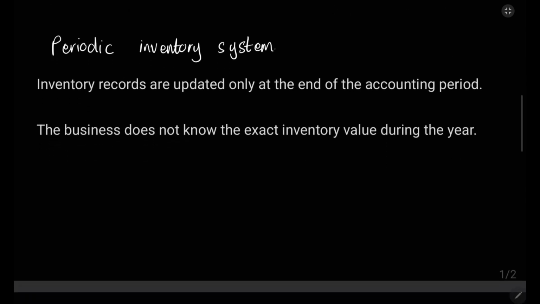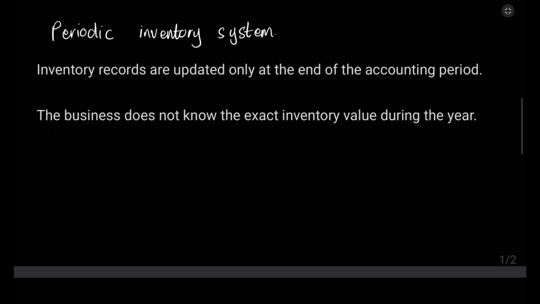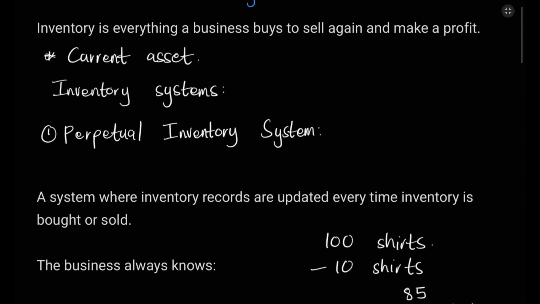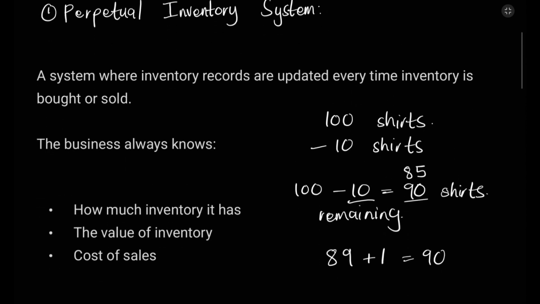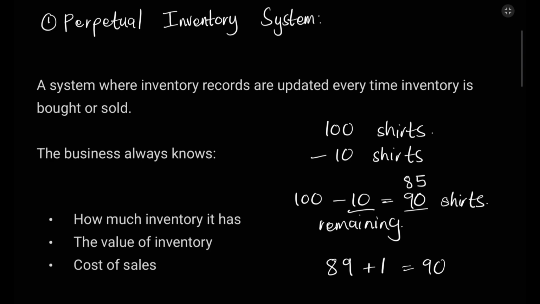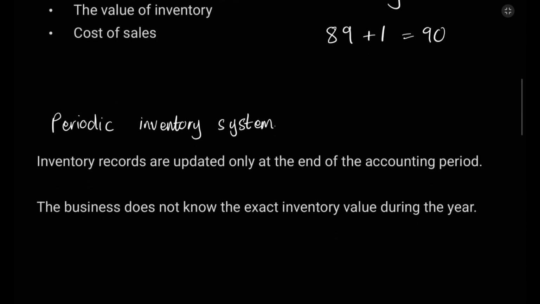Now let's move to the periodic inventory system. Inventory records are updated only at the end of the accounting period. The business does not know the exact inventory value during the year. Remember, with the perpetual inventory system, we said that they calculate or keep track of their stock every time something is bought and sold. So the difference between this and the periodic is that under the periodic, they only update or check their inventory at the end of the accounting period.